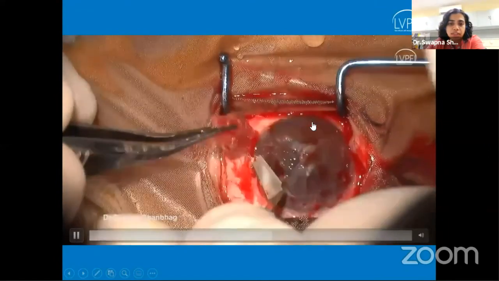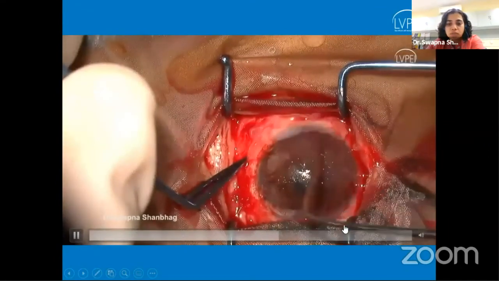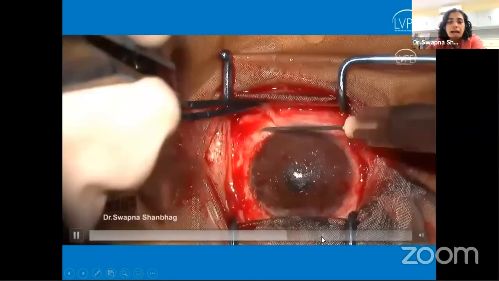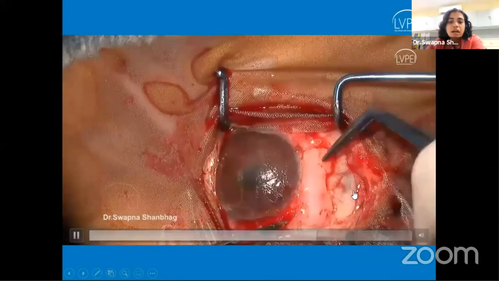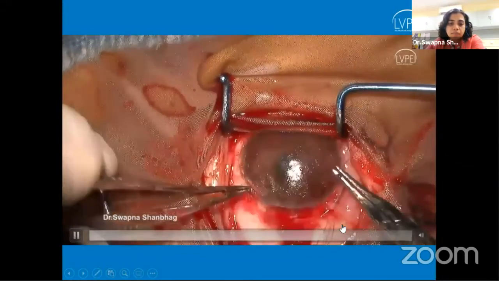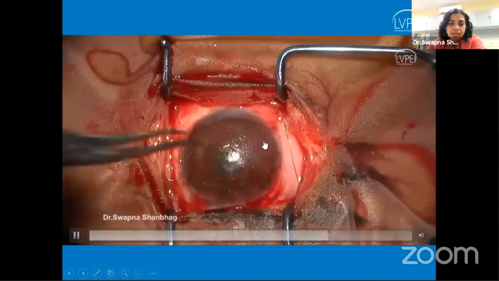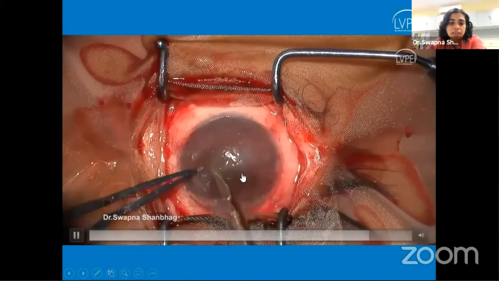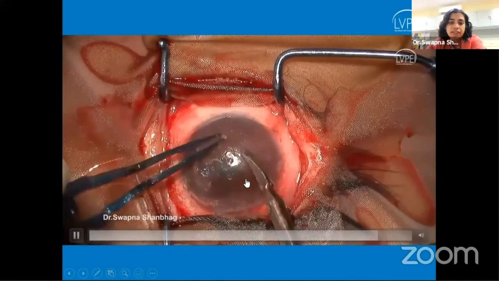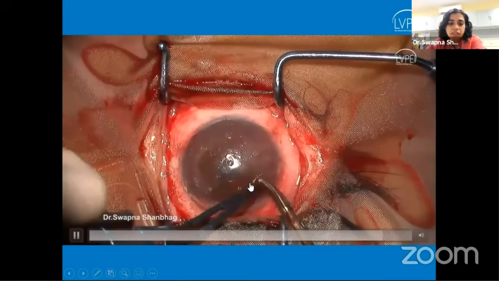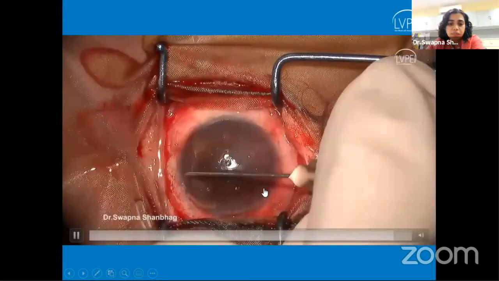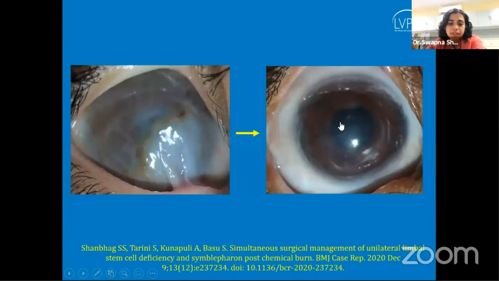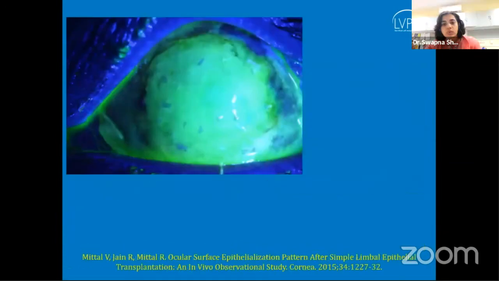As you can see, I'm suturing it inferiorly, and I'll also be suturing it superiorly. And after suturing it, I'll be placing an amniotic membrane graft here. And after placing the amniotic membrane graft, I've kept the explants. And this patient actually did very well post-operatively. So this is the post-operative outcome at 1 year. No recurrence of LSCD, no recurrence of Symblepharon.